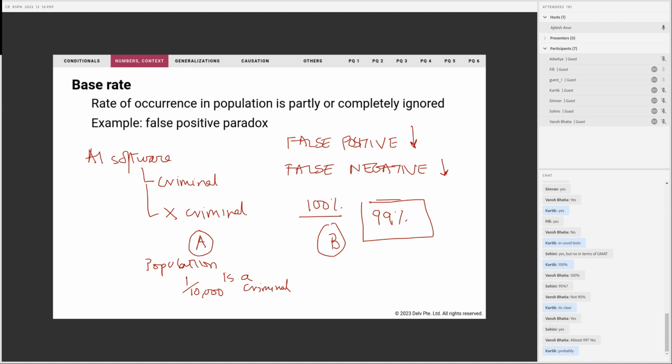Versus scenario B, in which case you are using that AI software against a lineup of suspects. So you already have reason to believe that some of these people are criminals, and you're using the AI software to identify the criminal from a group of suspects. So maybe each lineup is a small number, maybe like 10 people, maximum 100 people. Now, what would be the better situation to use this kind of software in? Scenario A or scenario B?